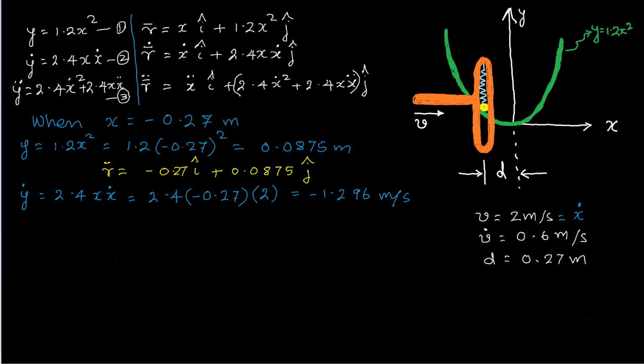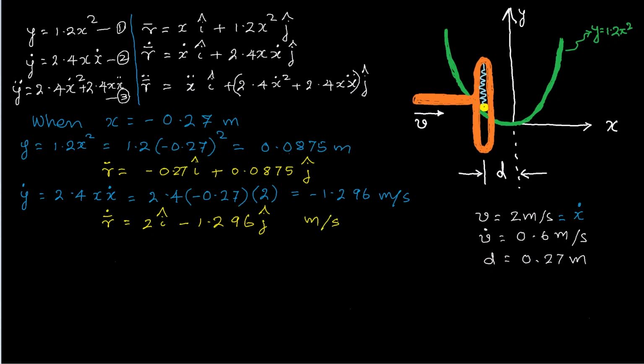And like the earlier case, we can now write the velocity vector, say r dot, is equal to 2i minus 1.296j meters per second.